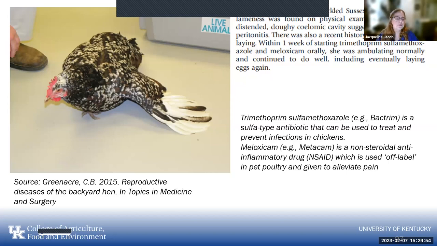So this is a show bird. It is a pet. It is not a production animal. Typically, you cannot give those compounds to a food animal.